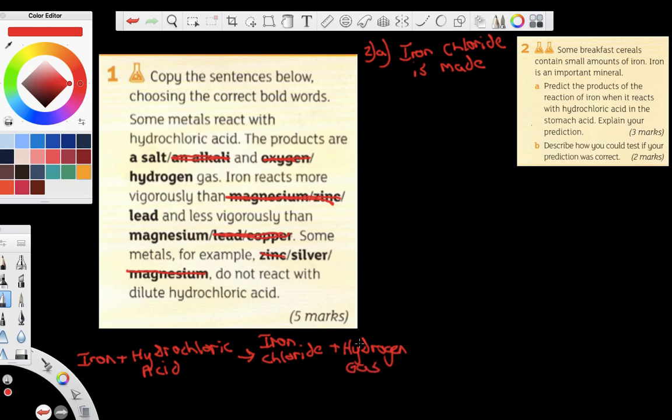So for another mark, not only would we say that iron chloride is made, we would say that hydrogen gas is made. And for your third mark, you needed to say that this is because there is a reaction in the stomach.